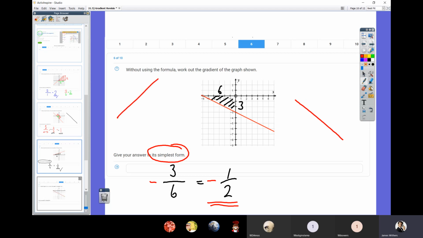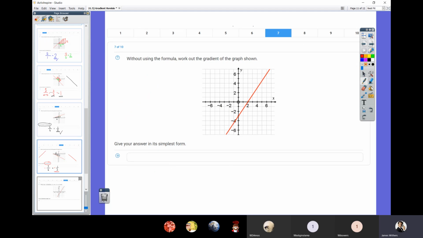Okay, a couple to go, I think. So let's do this one here. Now, your choice. I'm going to take this little triangle here. You might want to take a bigger one. That's up to you. Now, I've got a height there of 3 squares. I've got a base at the top of 2. So my final answer is going to be 3 over 2. I can't simplify that. Okay, it's going upwards, so a positive answer is what I would expect.